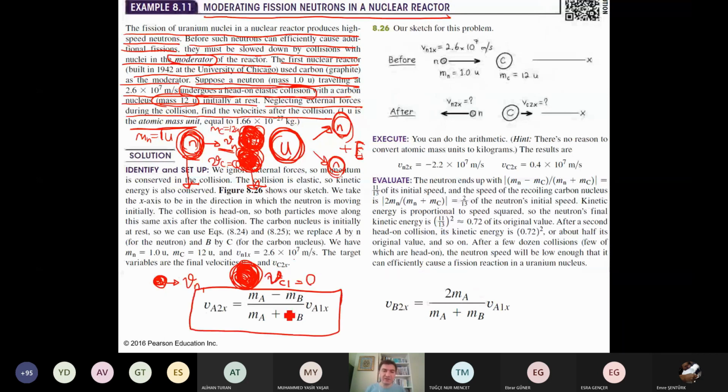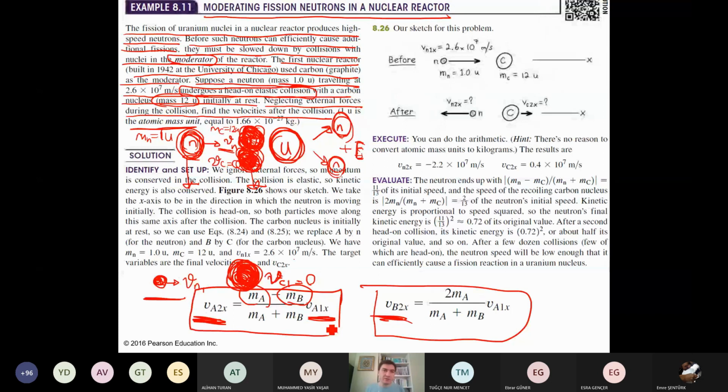In an elastic collision, if the B particle is at rest before the collision, and if the interaction is elastic, I can apply this for the final velocity of the neutron and the final velocity of the carbon atom. I can apply these rules. Then just use these rules. The mass of the neutron is given, the mass of the carbon atom is given, and the velocity of the neutron is given, and then you can calculate the final velocities. Okay.